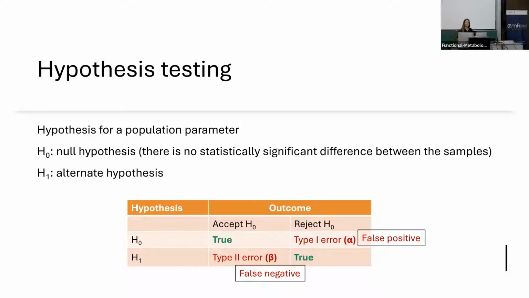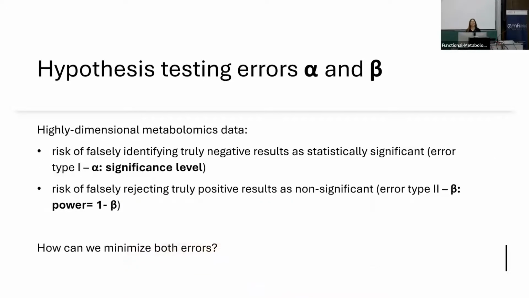You could accept the null hypothesis when it's true. You could accept the null hypothesis when it's actually false, where you have a false negative. Then you can reject the null hypothesis when it's true, so a false positive, and you can reject it when it's not true. I will be very clear now. So these will define errors type 1 and 2.